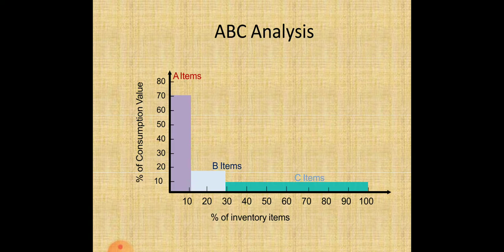So that is the diagram of ABC classification. On the y-axis we are showing the percentage of consumption value, and on the x-axis the percentage of inventory items. So if we are talking about the C category, that is of low consumption value and a high percentage of inventory items, and A is vice versa, B is moderate.